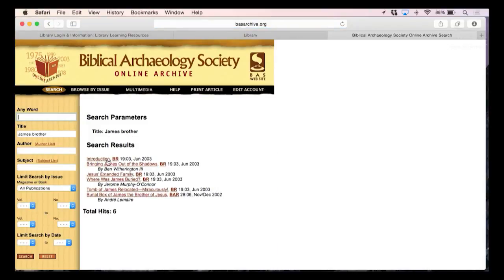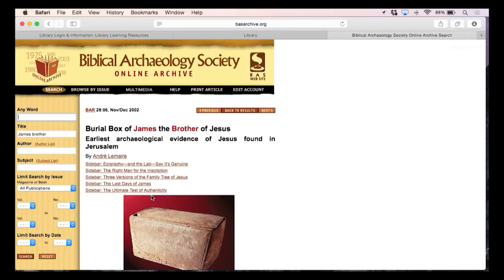Here we go. We have an article called Introduction, which is something that Herschel Shanks frequently writes in Biblical Archaeology Review. Bringing James Out of the Shadows, Jesus' Extended Family, Where Was James Buried? The Tomb of James Relocated, and here's one called The Burial Box of James, the brother of Jesus. In 2002, there was a strong possibility that the actual box that had at some point contained James's bones was found. Now this was in the news all the time, and it was very big. All kinds of scholars were looking into it to find out whether or not this was the actual burial box of James, the brother of Jesus.